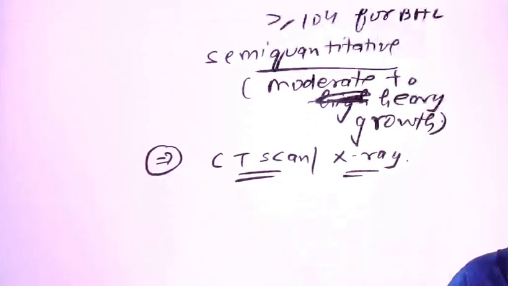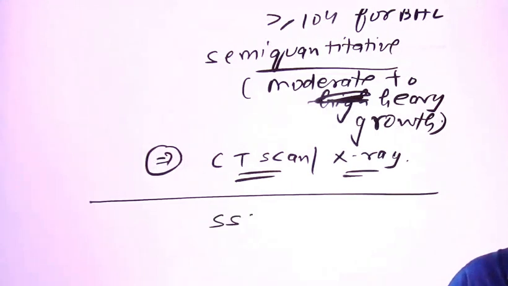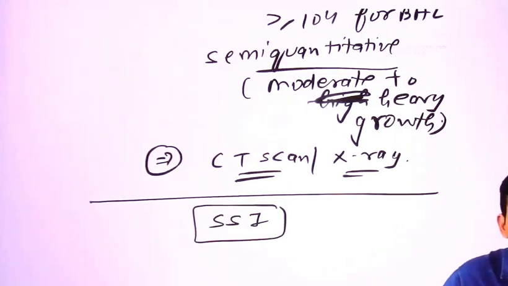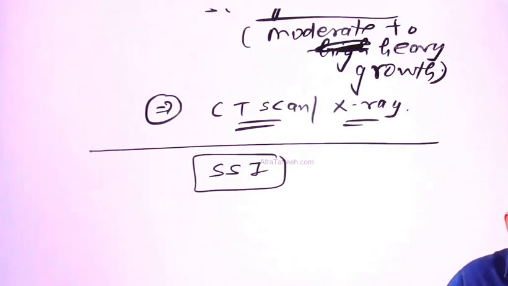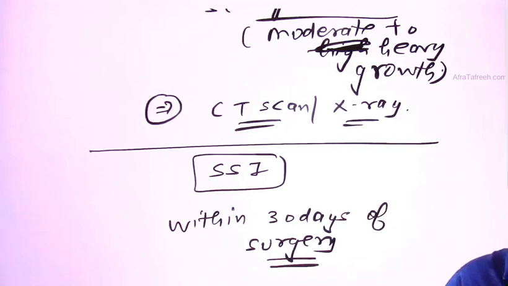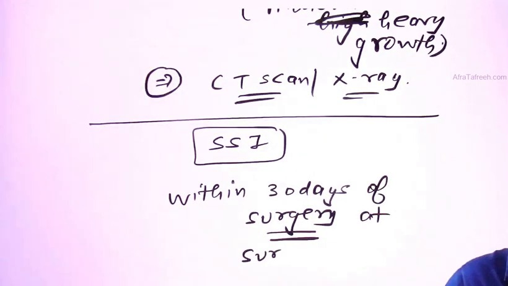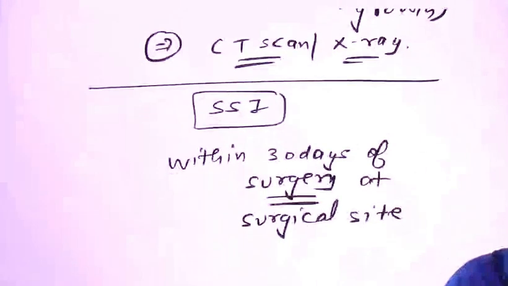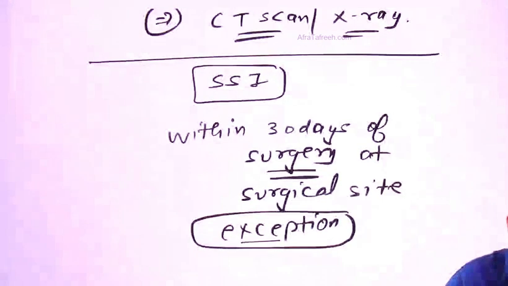Now, talking about the last one here, that is the surgical site infection. Surgical site infections are those which develop within 30 days of surgery. They develop within 30 days of surgery, where? At the surgical site. So that is termed surgical site infections. But there is an exception, and those exceptions can definitely be asked, and these exceptions are for whom?